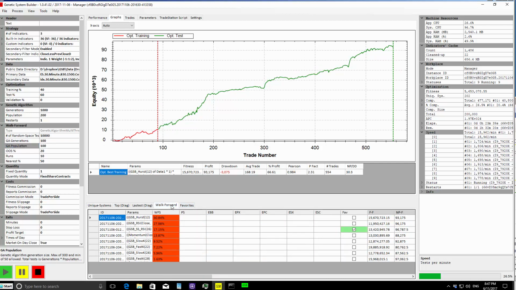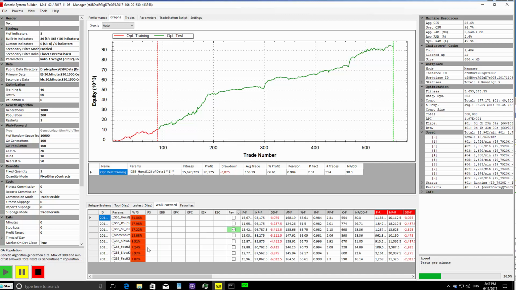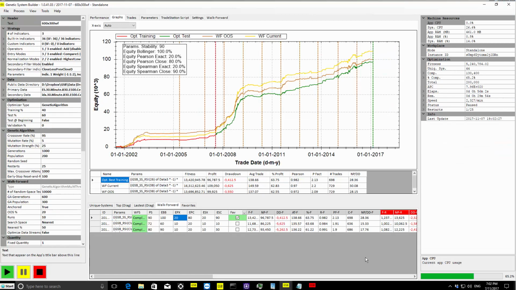If I click on the walk forward tab, I can see there the systems that we're walk forwarding, and at a guess that'll take it maybe half an hour or something like that to walk forward all those systems. We're now going to look at one of the first systems. And this is a particularly good system.